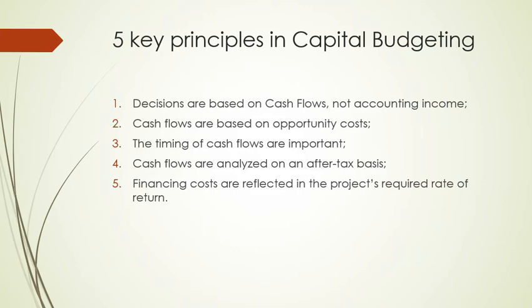5 key principles in capital budgeting. Decisions are based on cash flows, not accounting income. In capital budgeting, we don't mainly look at the income statement, but we evaluate the discounted cash flow. Cash flows are based on opportunity costs. So we always look for the other sources. For instance, we have $1,000 and our project has to bring more value than our alternative project ideas.